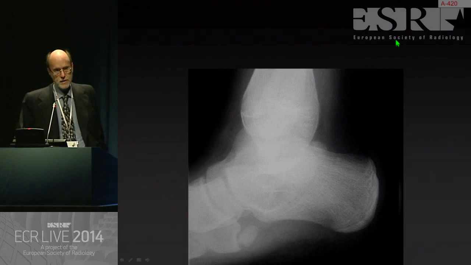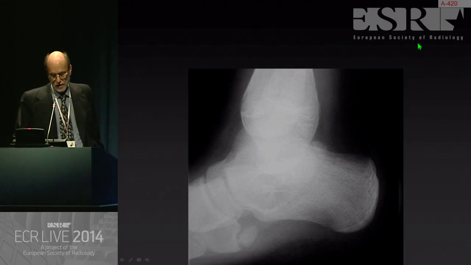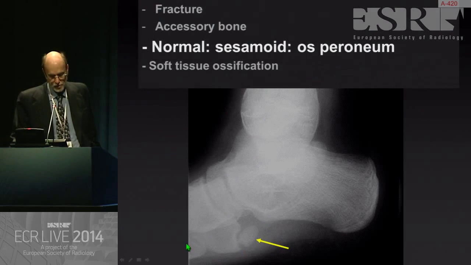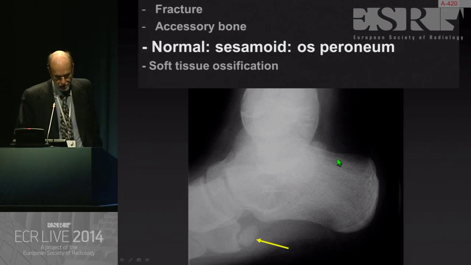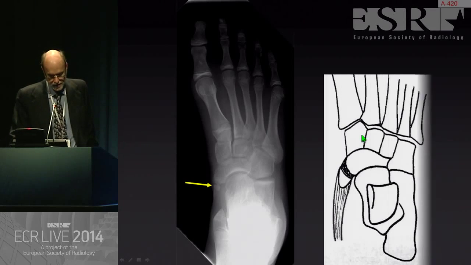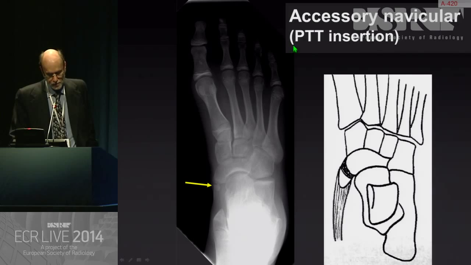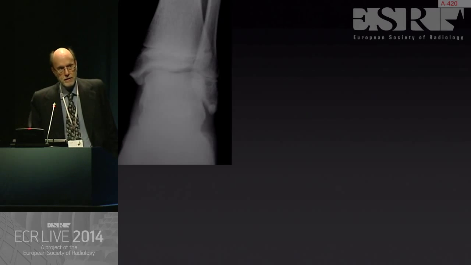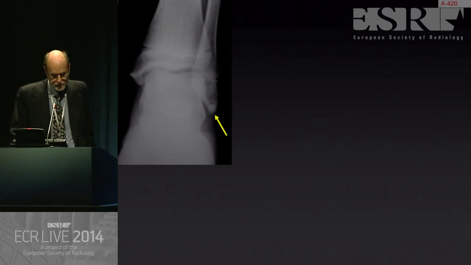Around the feet, there are a number of ossicles, not to be confused with fractures or calcification in the soft tissues, and this is one of the most common. It's a sesamoid bone, the os peroneum, which is along the tendon of the peroneus longus. Again, another ossicle. In this case, it is an accessory navicular, which is attached at the posterior tibial tendon insertion. Well, here another ossicle, another variant.